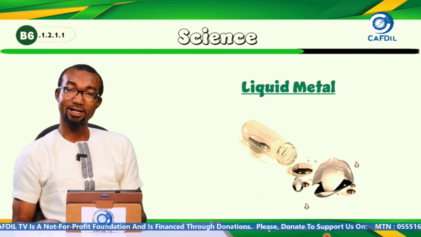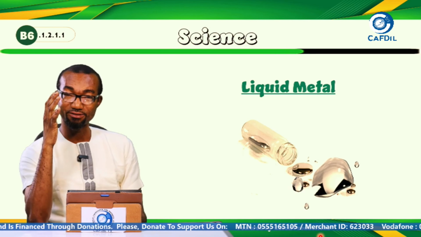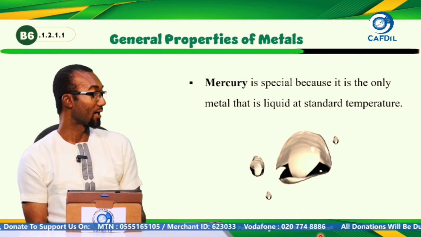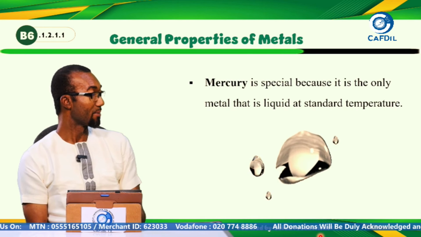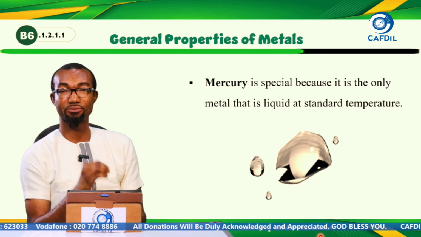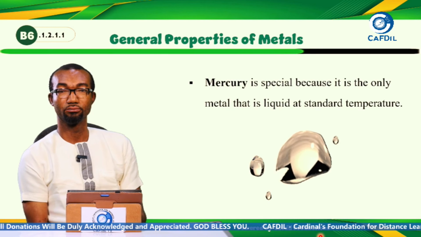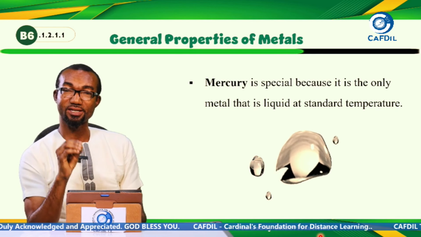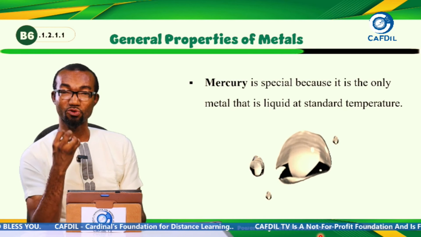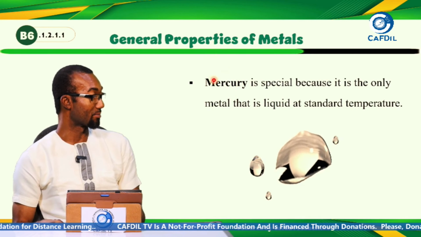Now, we have another metal that is liquid at room temperature. We know that metals are hard and strong. That is the first property we talked about. But we have some metals too that are liquid at room temperature. And that metal is called mercury. Mercury is a special metal because it is the only metal that is liquid at standard temperature. So one of the properties of metals is that we have a metal that is also liquid at room temperature. And that metal is mercury. Okay.